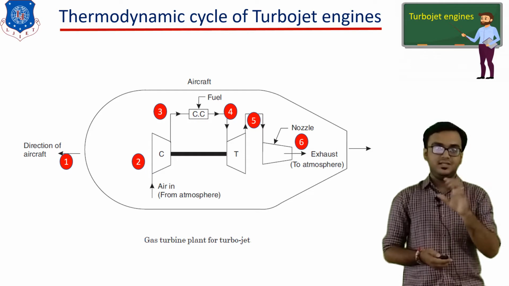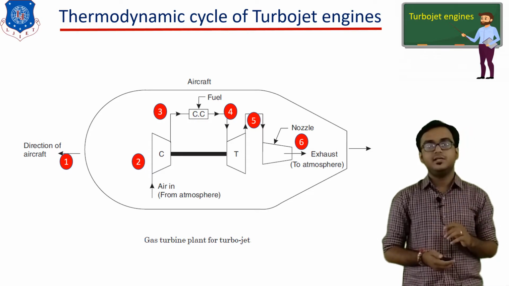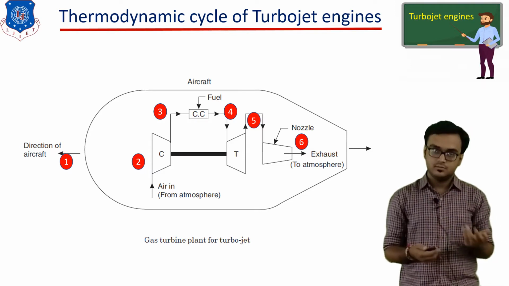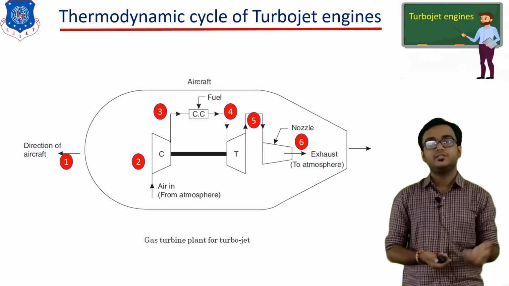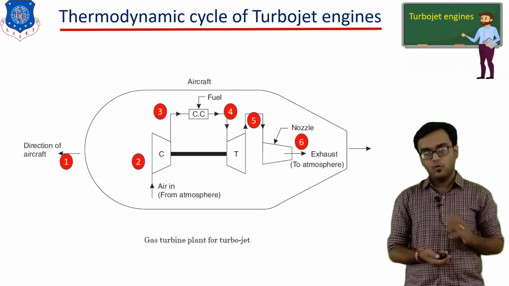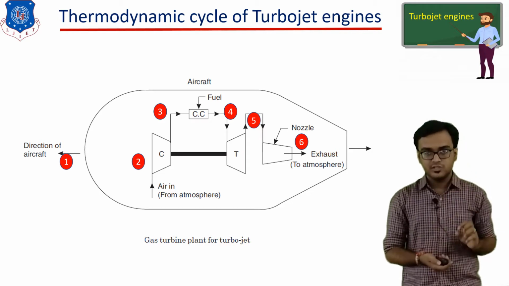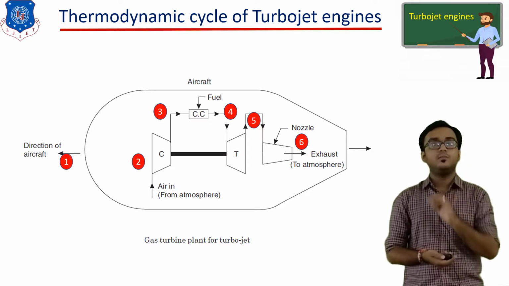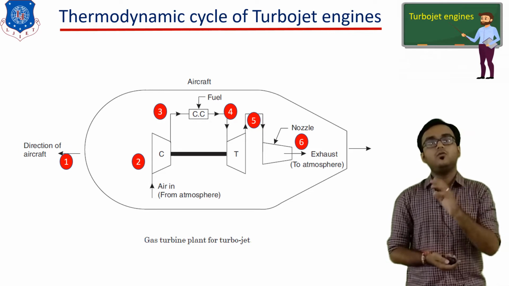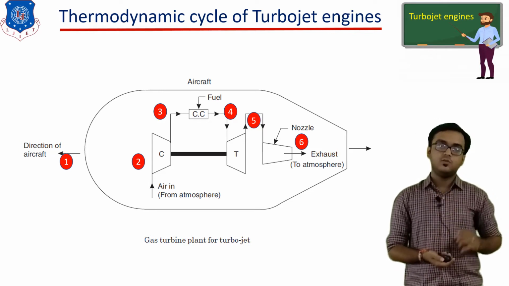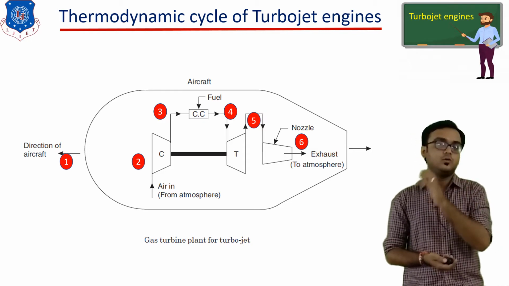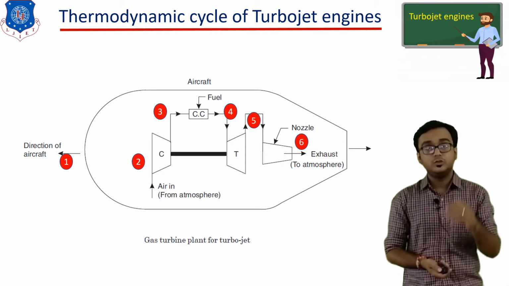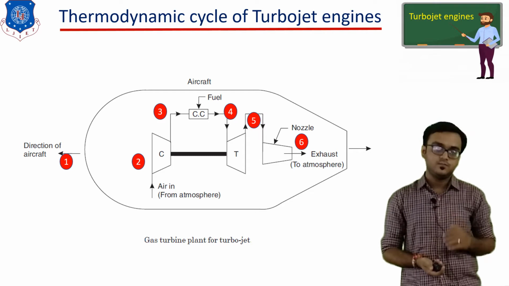In this schematic, 1 to 2 is, as usual, the diffusion process, 2 to 3 is the compression process, 3 to 4 is the combustion process, 4 to 5 is the expansion process, while 5 to 6 is expansion in the nozzle, during which the pressure is reduced while the velocity is increased.